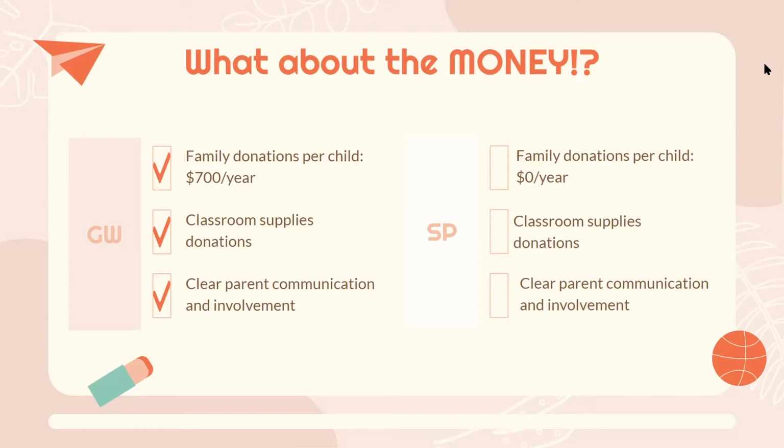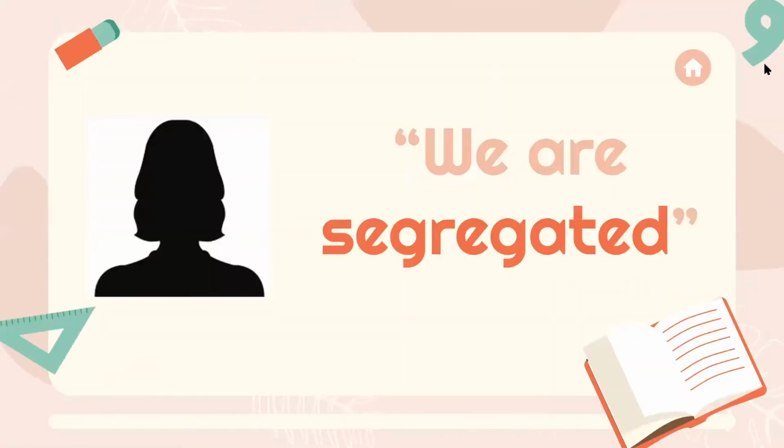The other big major factor was clear parent communication and involvement. Over at San Pedro, they don't have the extra resources that they need to communicate with their families that are mainly non-English speakers. Another teacher stated, "We are segregated," emphasizing the enrollment lines that are drawn between the schools. San Pedro students are often denied access to Glenwood.